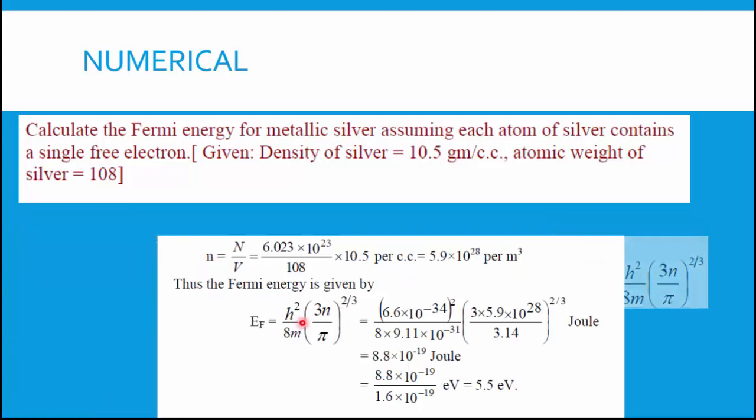So I will use this formula. EF is equal to h square by 8m into 3n by pi, because capital N by V I have converted to number density. Then I substitute the value of n. Planck's constant is known to me, 6.6 into 10 raised to minus 34. Mass of electron is 9.1 into 10 raised to minus 31, and the pi value is 3.14. As I have taken SI units, I will get the energy in joules. But generally, when you talk about semiconductors, you express it in electron volts. To convert joules into electron volts, you divide by 1.6 into 10 raised to minus 19, and after calculation you get 5.5 electron volts.